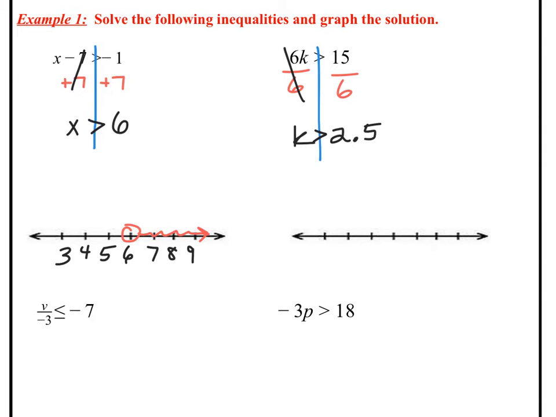Okay, so on your number line, we're going to use 2 and 3. So if I do 1, 2, 3, and you can keep going, then 2.5 would be halfway between those here, and it is an open circle because there's not a line underneath. And again, we have greater than, so to the right.